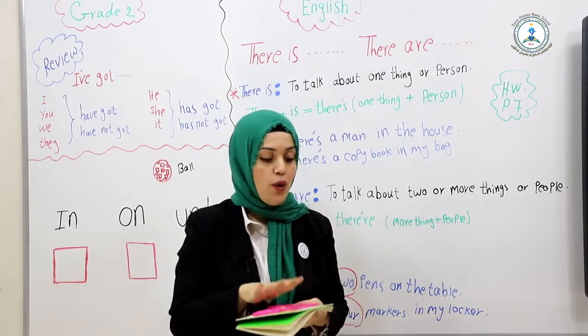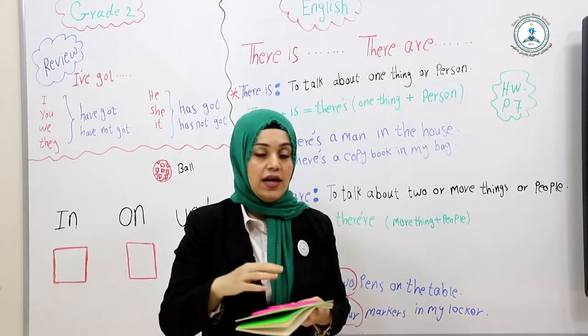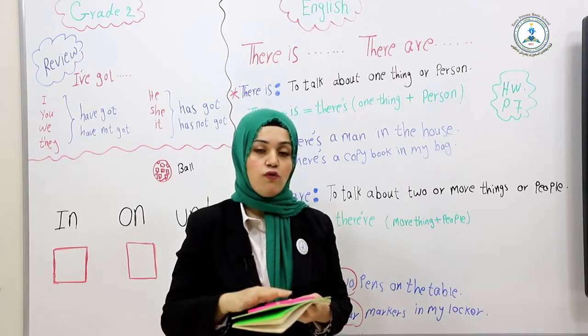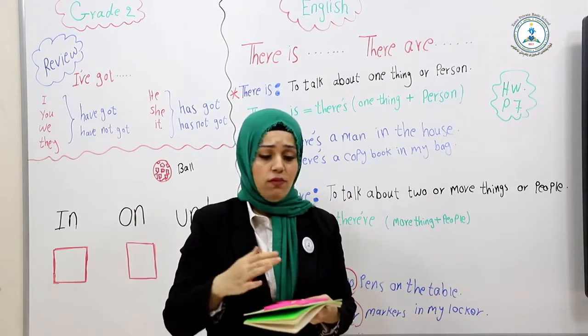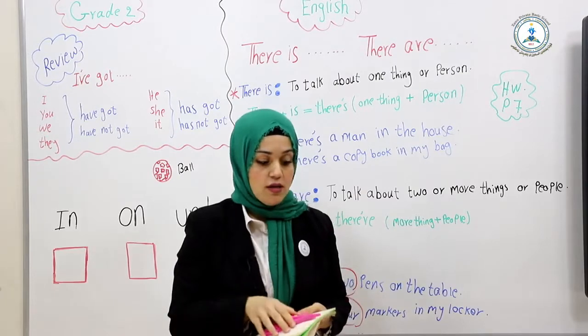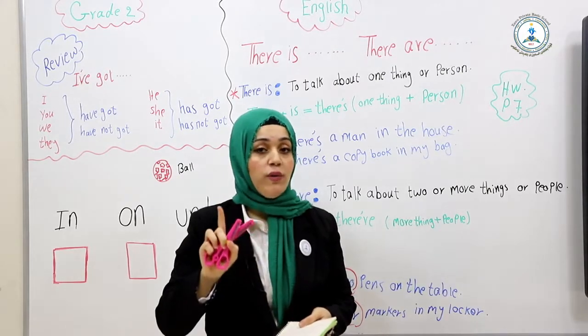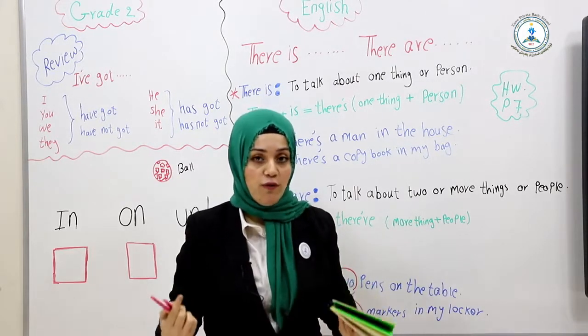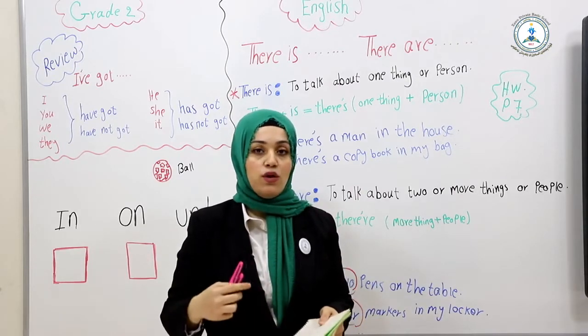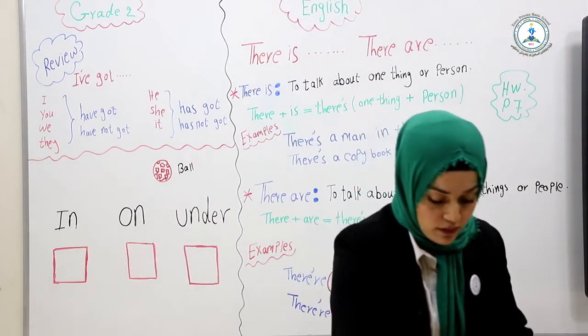Okay, so that's how we use there are for bunches, or for groups, or for things that are more than one. So there is for one thing or one person, there are is for a group of people, or things that are more than 2 or 3. Okay?